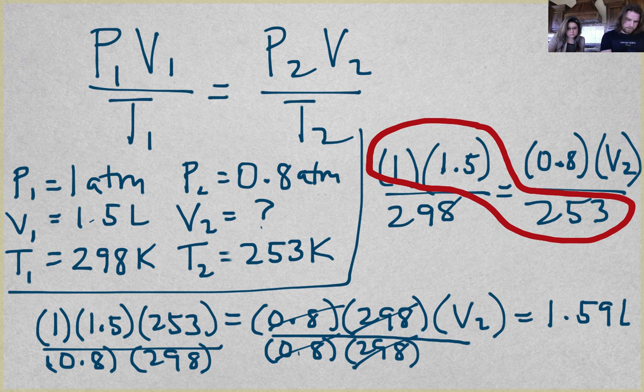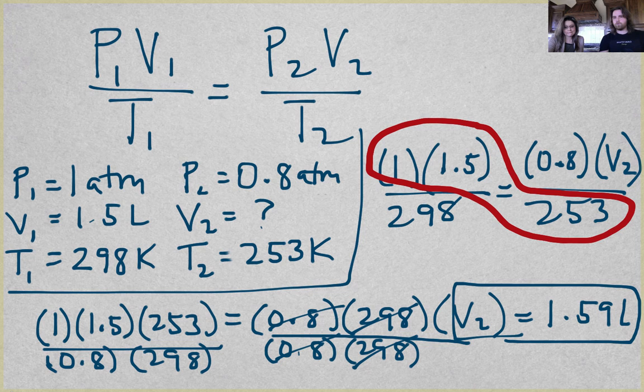1.59. And how did you know it was liters? Because I started with liters, so we had to end with liters. All right, and that's a very good point. Make sure that you always have the same units for each of your pressure, volume, and temperature.